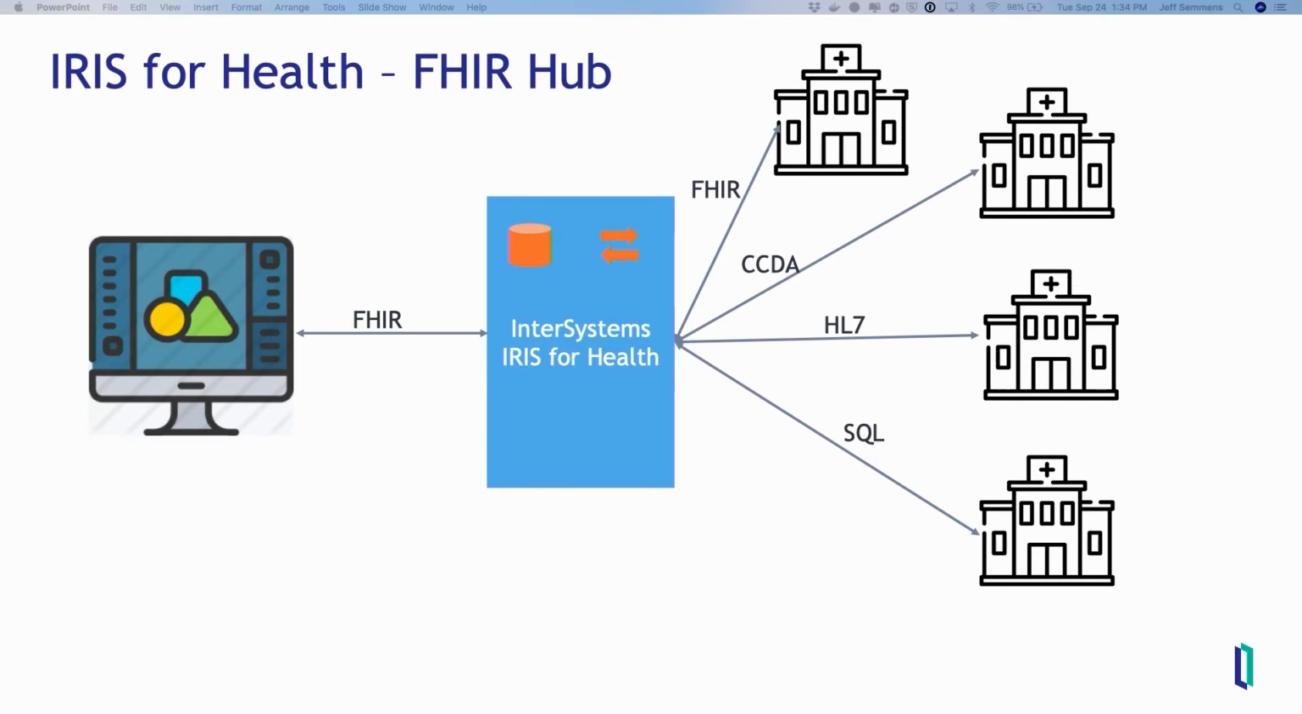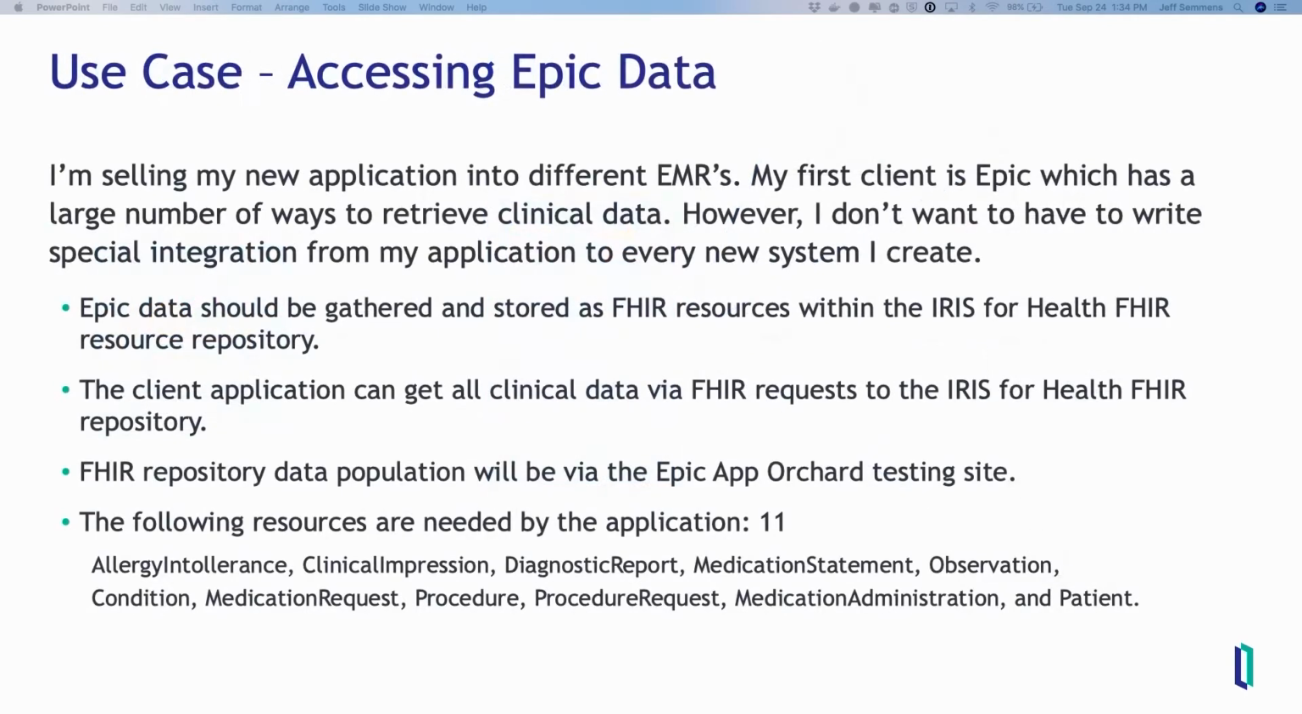So let's talk a little bit more about just the use case itself. Again, I want to get the information from different EMRs, but my first one is Epic. They're a big one to go to, so I want to get the information from them first. So let's prove that we can do that, and that's really what we did in this situation.